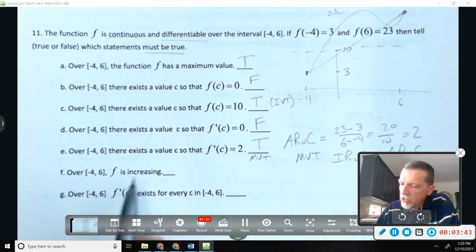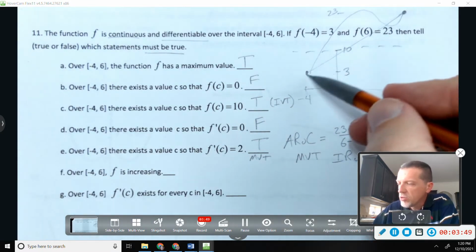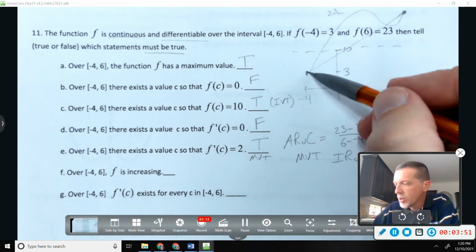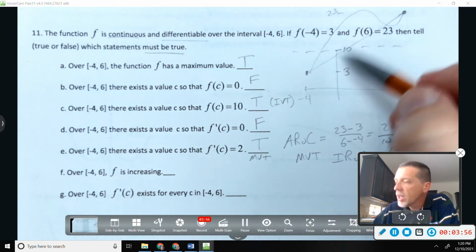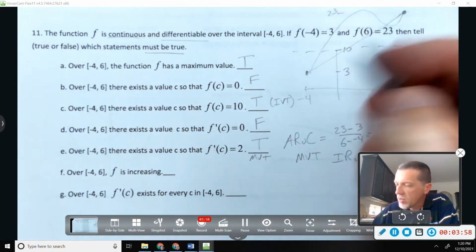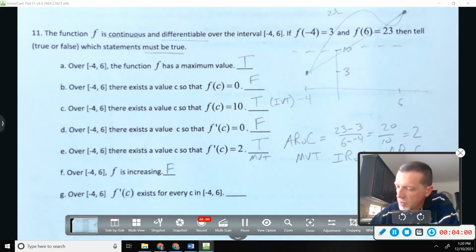Over -4 to 6, f is increasing. That's worded a little bit strange. Generally speaking, it's increasing because it goes from a lower number to a higher number. But I don't think we can just say it's increasing the whole way because it might go up and then come back down. So I think that one gets false.